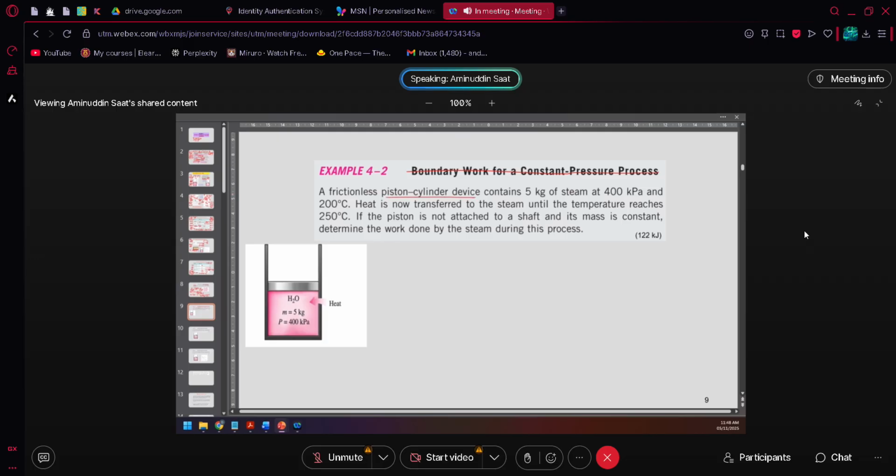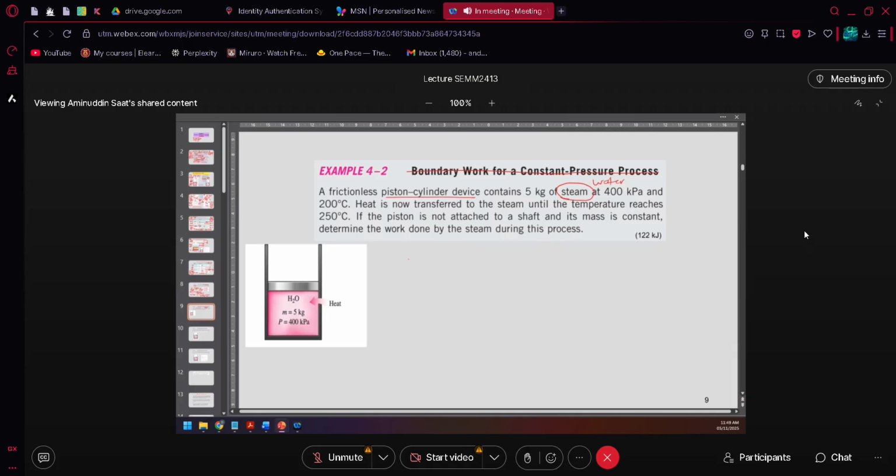When we talk about a piston cylinder device, we know that one of the boundaries is moving. It contains 5 kilograms of steam at 400 kilopascal and 200 degrees Celsius. So basically, this is a piston cylinder device, and the working fluid is steam, which you know is water. So you need to define the properties of water.